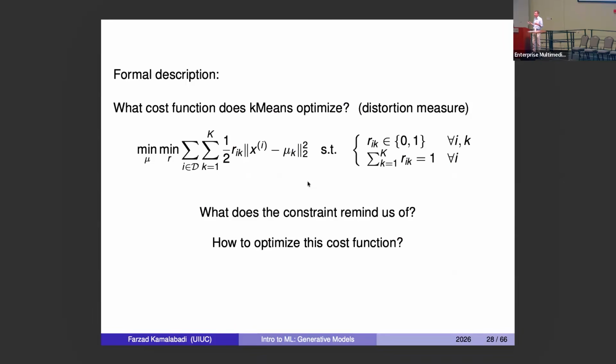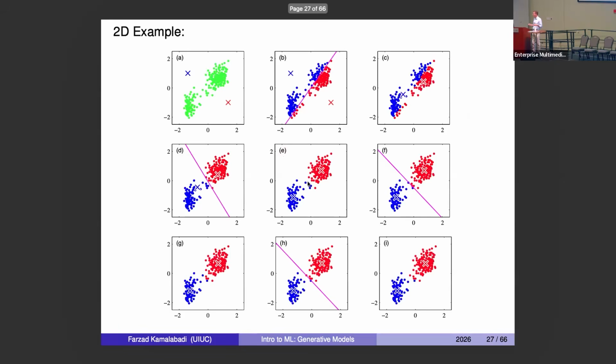Well, we have to write a cost function, yes? Yes? Depending on initialization. If you change your initial guess, you get, in fact, yeah.